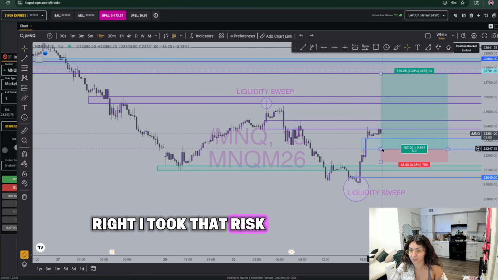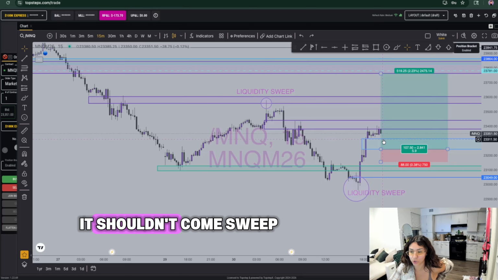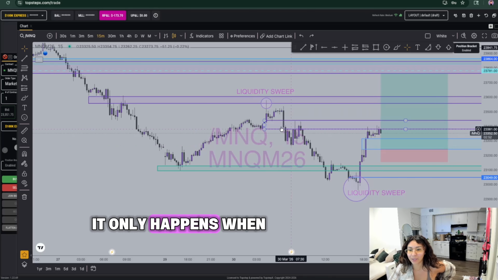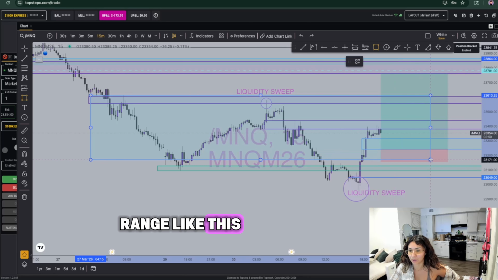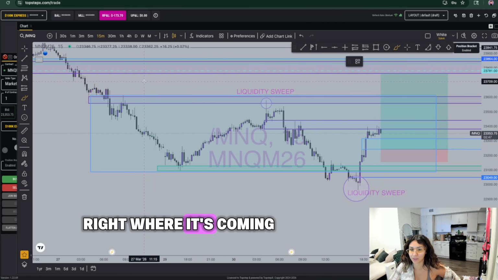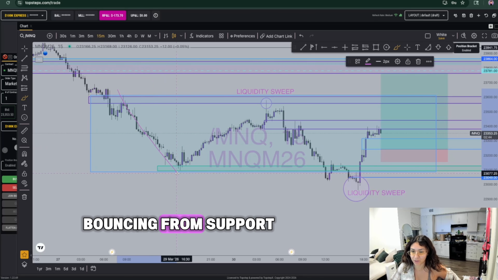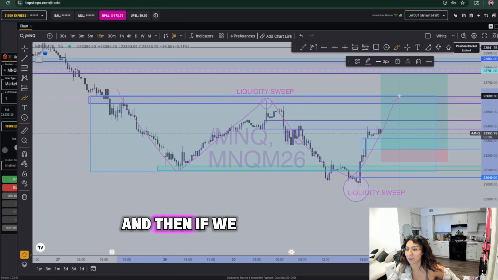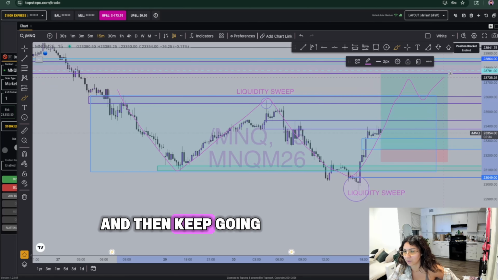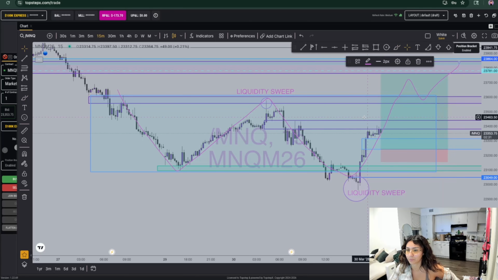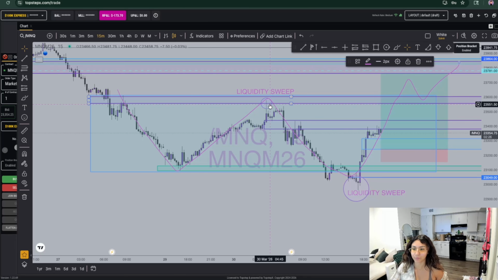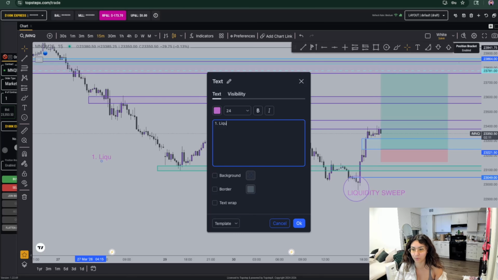The liquidity sweep already happened. It shouldn't come sweep again. It only happens when it's in a major range like this, where it's coming from the ceiling, bouncing from support, rejecting from the ceiling, bouncing off support, rejecting from the ceiling. And then if we get a breakout, we need a retest and then keep going. Because it didn't actually take it here. Number 1, confirmation, liquidity sweep.